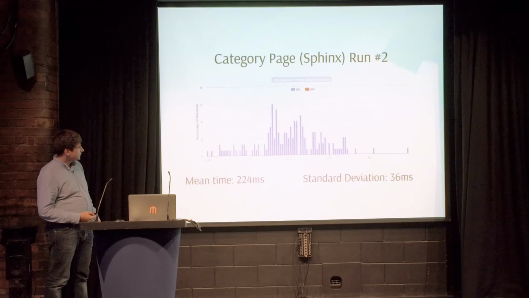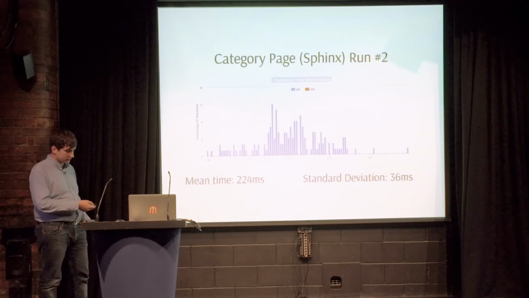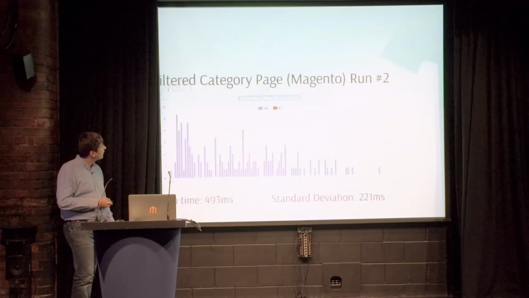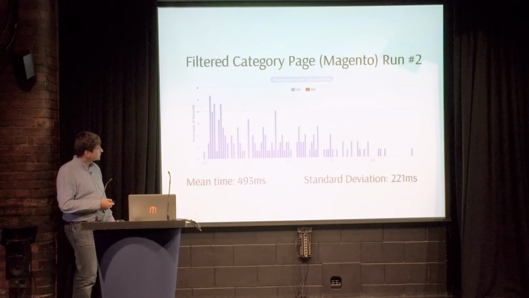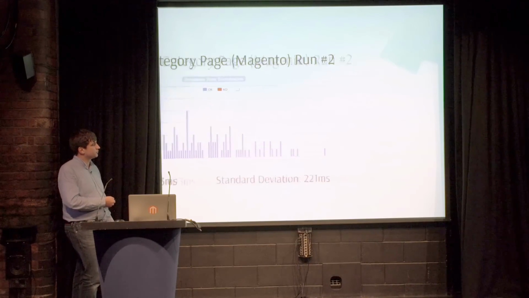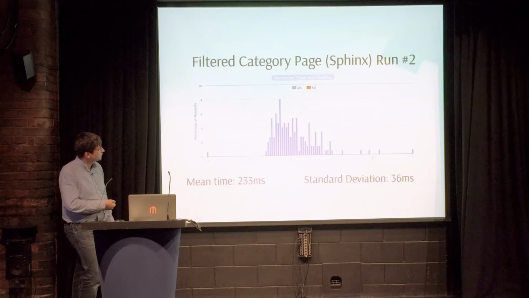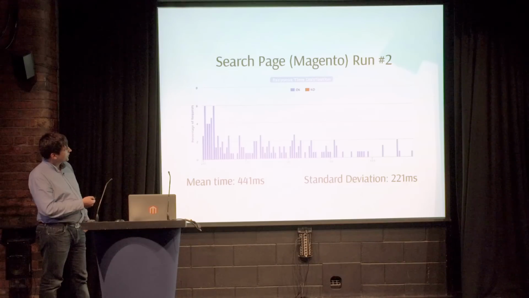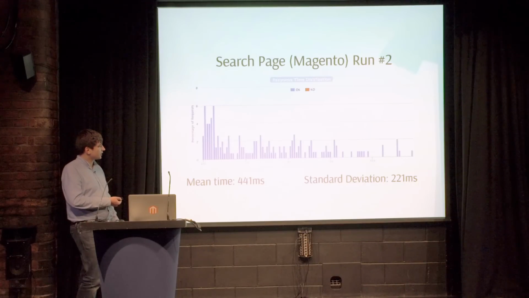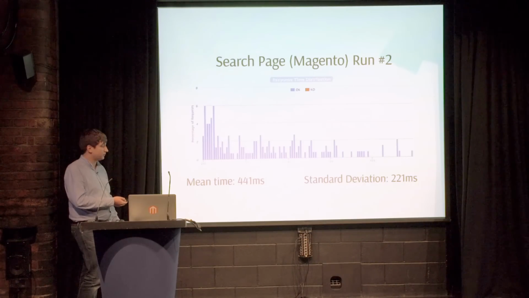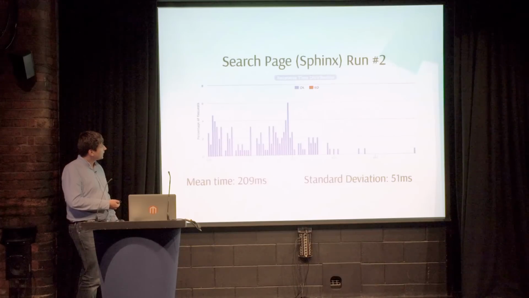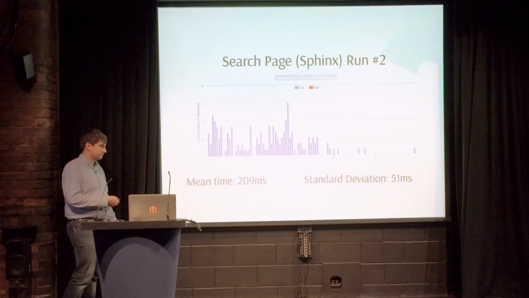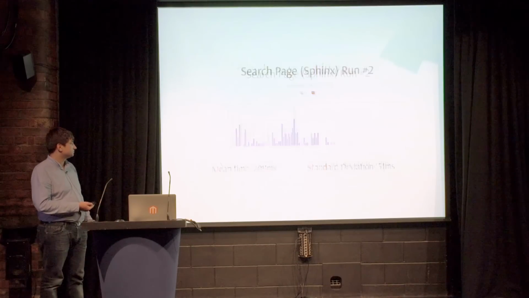Then we have the Sphinx run. Yeah, it still shows consistent results. And then we have filtered pages. Magento shows a little bit better result because of MySQL cache enabled. And filtered category pages in Sphinx. Search page, 441 milliseconds in standard Magento, a little bit better. And now the search page with Sphinx, also 200 milliseconds. Quite stable.